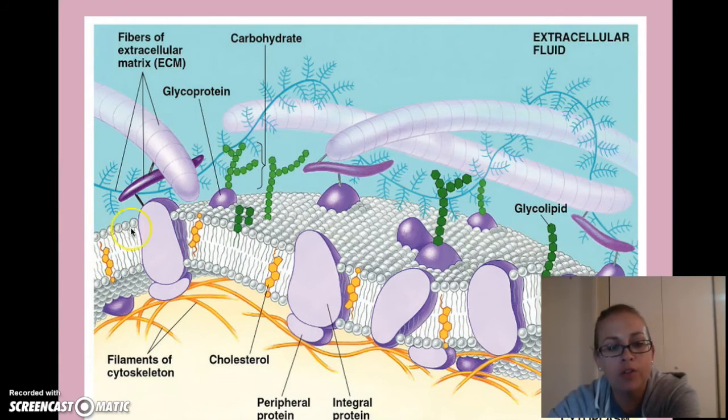Now what I want you guys to look at is a couple different types of proteins. You can see that we've got these proteins that are embedded within the cell membrane, and we call those integral proteins. And then you also have some that stay within the cell. They don't actually go all the way through the cell membrane, and they're only located on the inside of that cell membrane. Those are your peripheral proteins.